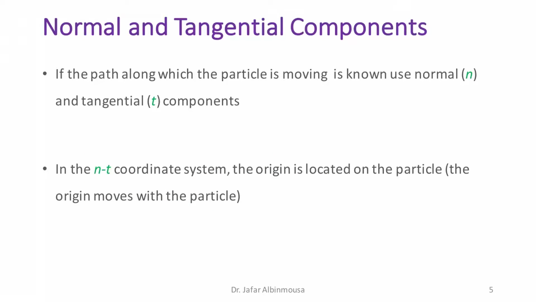So, if the path along which the particle is moving is known, then we can use the normal and the tangential components to describe the motion. Now, in the normal tangential coordinate system, the origin is located on the particle, and it moves with it. It is not fixed.